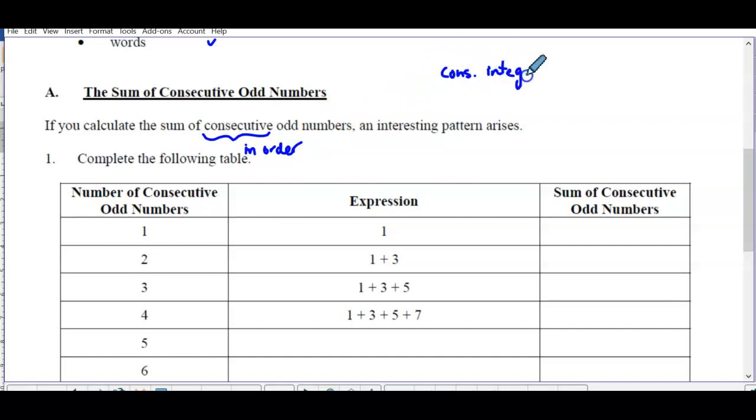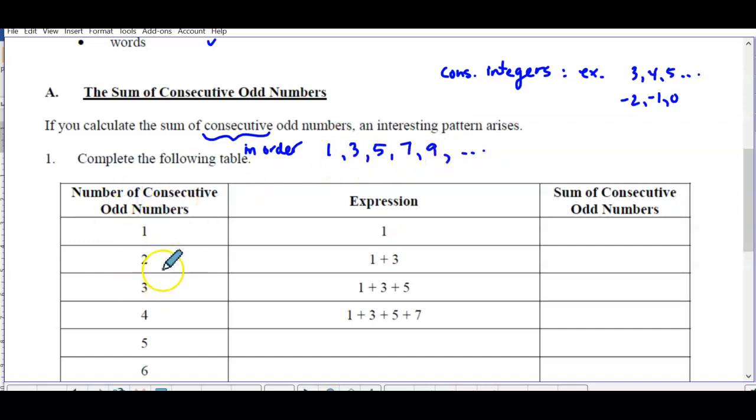an example would be 3, 4, 5, or -2, -1, 0. They are in order by adding 1 each time because integers go up by 1. If we're talking about odd numbers, consecutive odd would be, well, the first positive odd number is 1, then the next odd is 3, then 5, then 7, then 9, etc. So if we're taking the sum of consecutive odd numbers, that's what we're adding together.